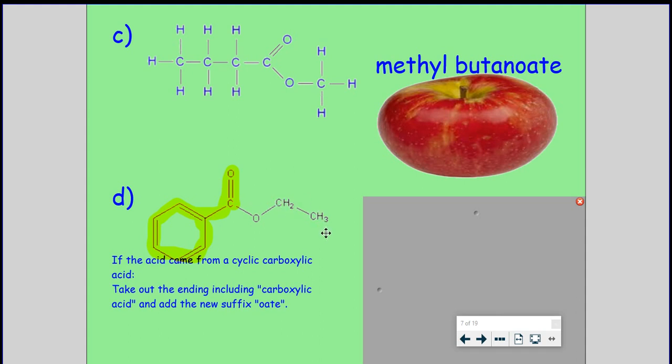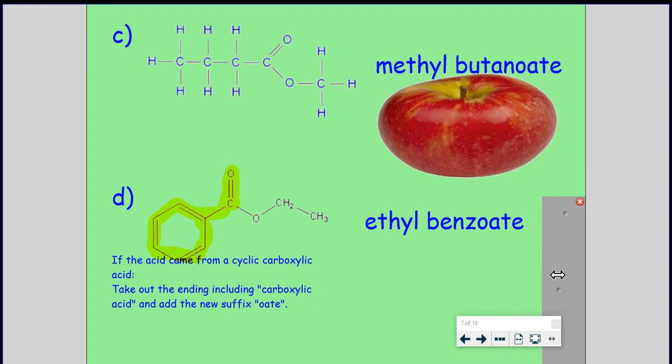2-carbon alcohol, right? That would be ethanol. So that would be written first. We'll see what that looks like. Ethyl, right? We take out the -ol, add -yl. And this is going to then be benz, take out the carboxylic acid component, and we get benzoate, right?